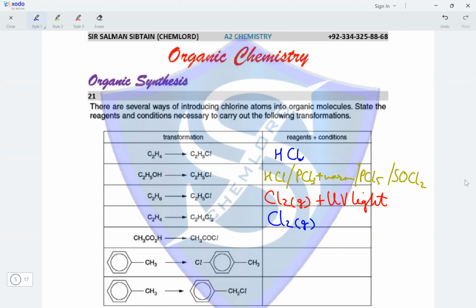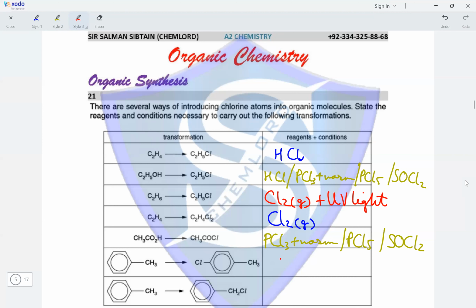Now, this is conversion of a carboxylic acid into an acyl chloride. This requires PCl3 plus warming, or it requires the reaction with PCl5, or it requires the reaction with SOCl2. Either of these three reactions will bring about the conversion of a carboxylic acid to an acyl chloride. Next, we have methyl benzene undergoing electrophilic substitution to form chloro-4-methylbenzene.